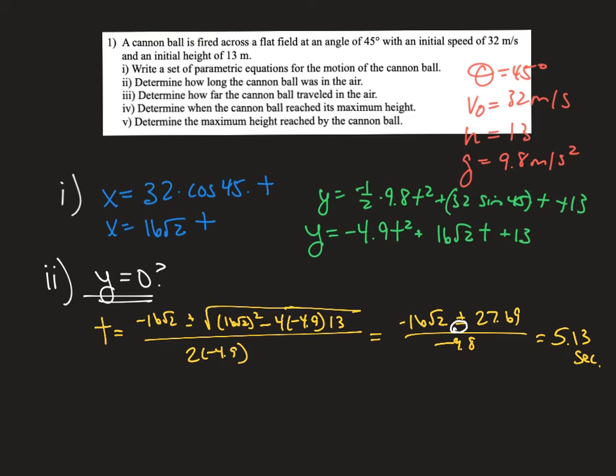Okay. Part 3 is asking, determine how far the cannonball traveled in the air. So really it's asking for the x value, right? And so we're going to use our formula right there. What you're doing is plugging in the actual time that it was in the air into that formula. So x equals 16 radical 2 times the 5.13. And so that is 116.2 meters.